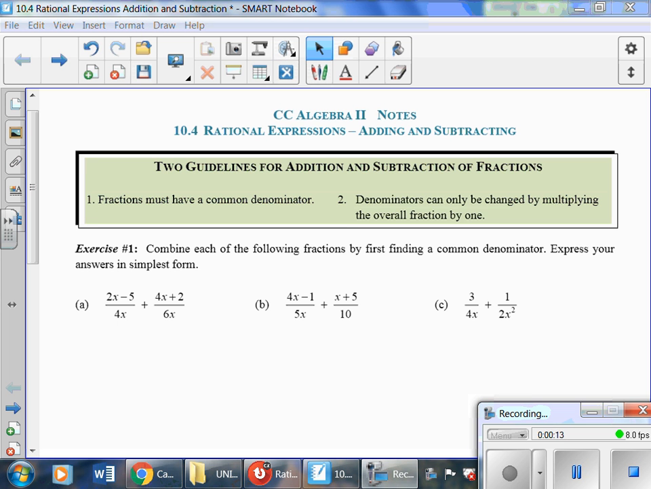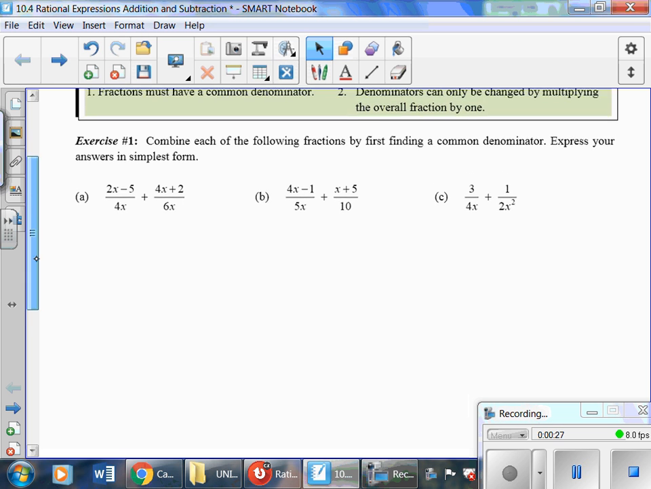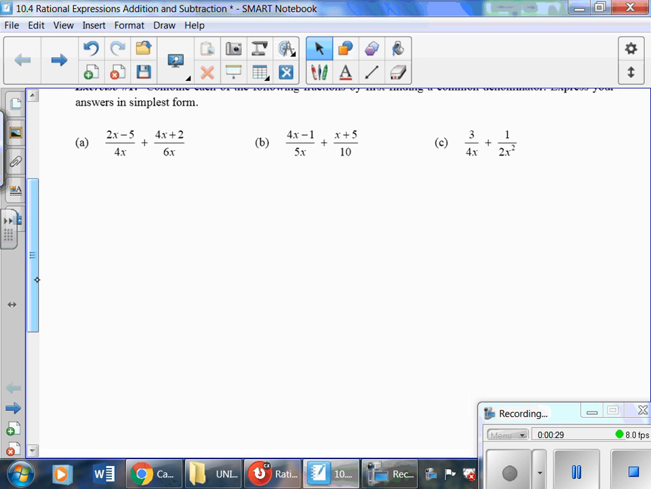Back when you were in 4th grade and you first learned how to add and subtract fractions, you knew how to find a common denominator. And the denominators can only be changed by multiplying the overall fraction by 1. So let's go back and see if we can remember how we did this back in the 4th grade.